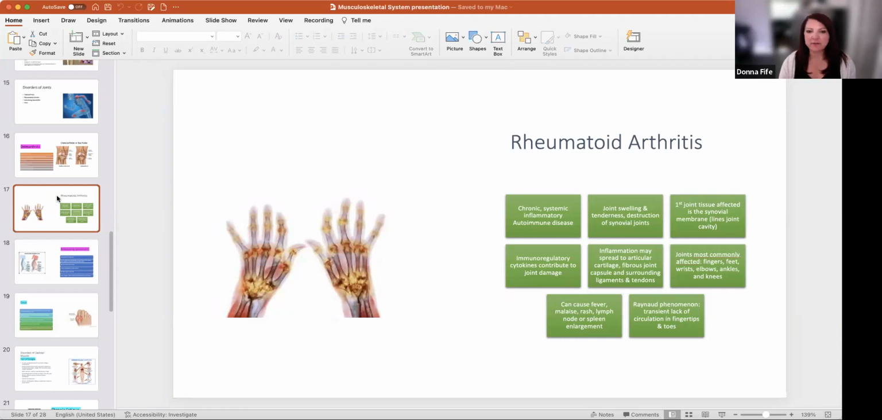Patients can also have fever, malaise, rash, lymph node or spleen enlargement. And they may have Raynaud phenomenon, in which there is a transient lack of circulation to the fingertips and toes.